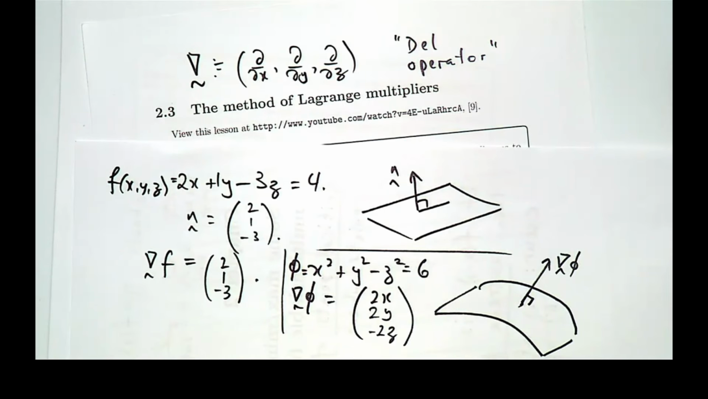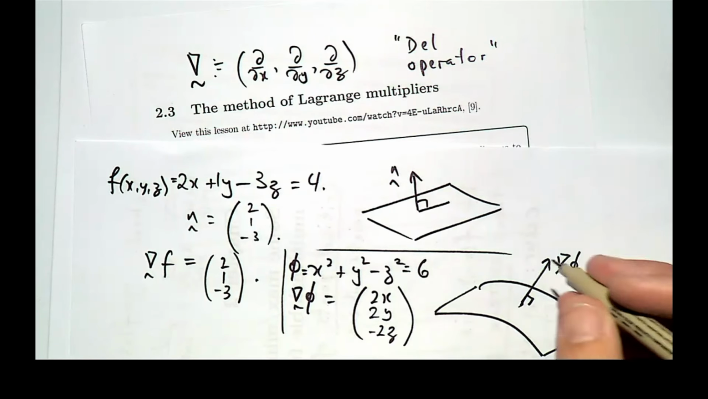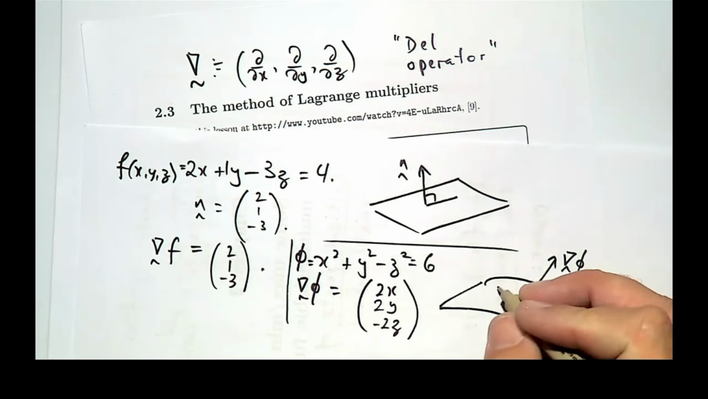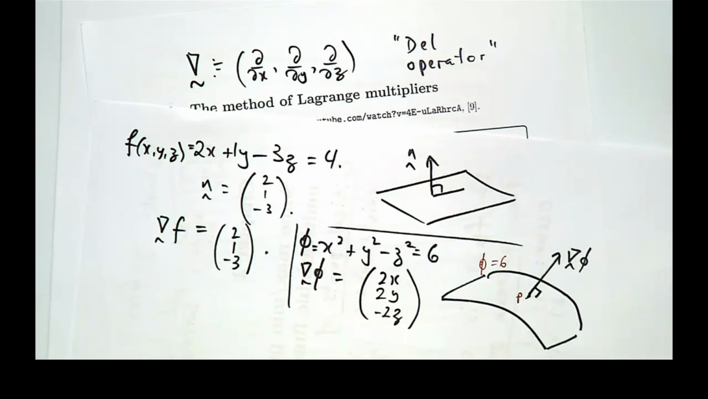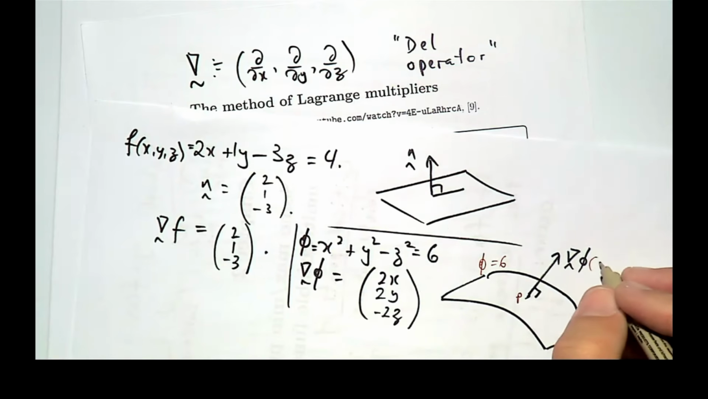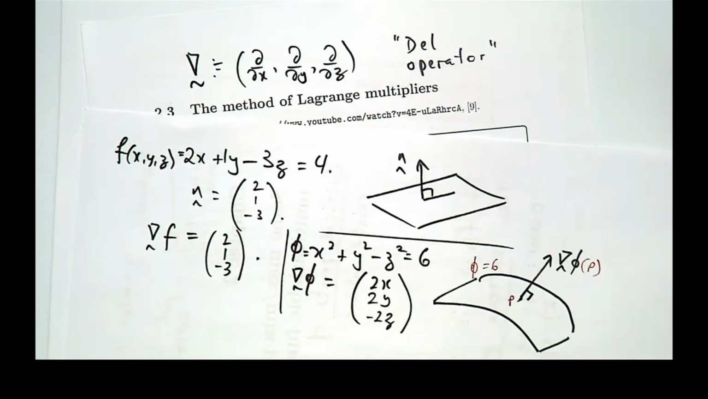And I made a claim that, say, if you're at a point P on the surface, right, so this is the surface phi equals 6, let's say, then the gradient vector at that point on the surface is normal to the surface. So it sticks out either that way or maybe that way. Okay?